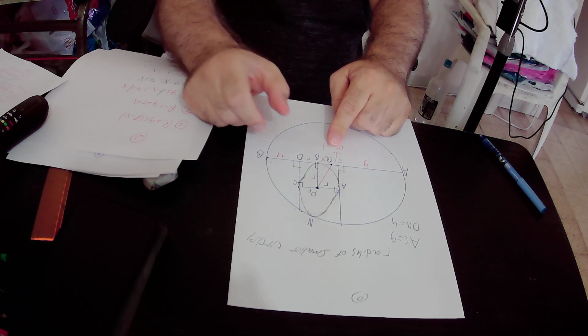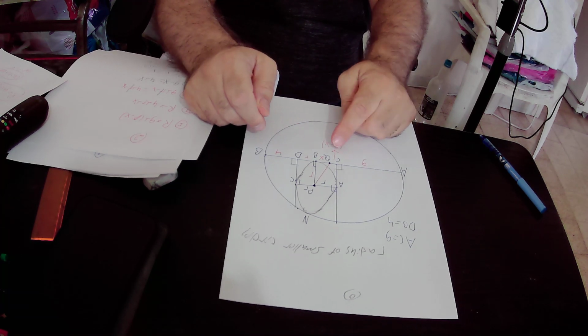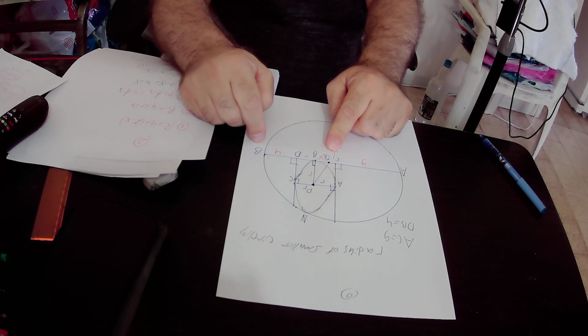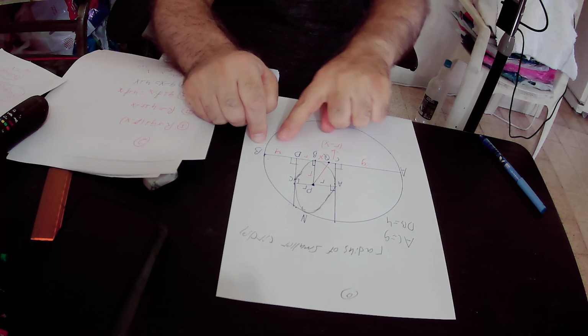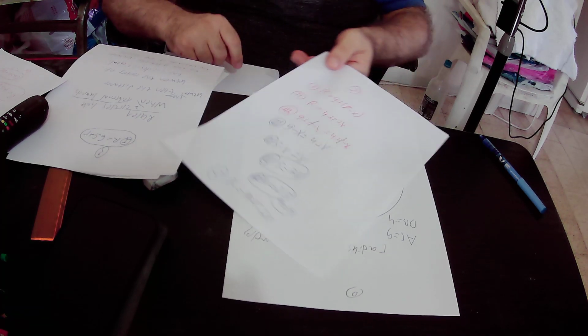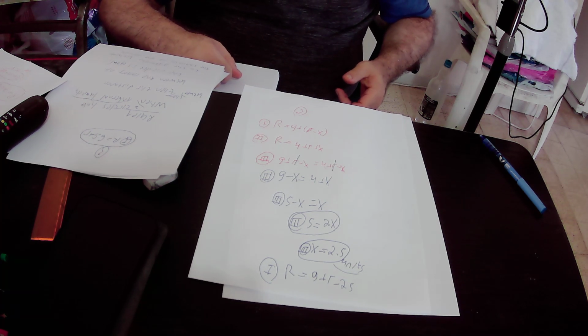QB equals BD, so QB equals 4 plus R plus X. Okay, the size of QB is X plus R plus 4. That is our second equation. So both equations 1 and 2 are the radius of the big circle. So we can compare equation number 1 to equation number 2, and we created equation number 3.